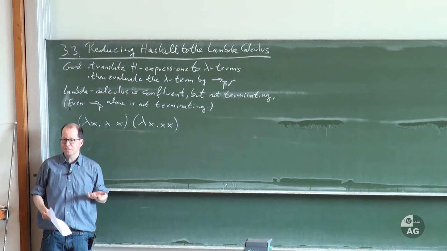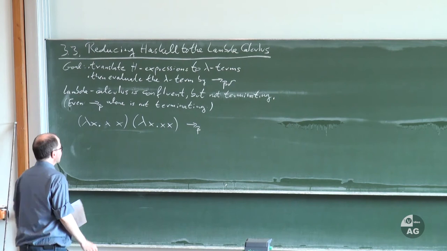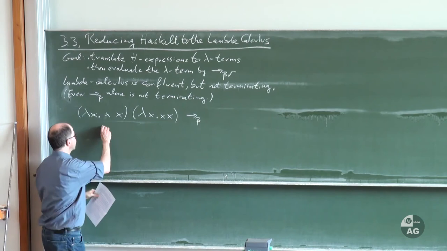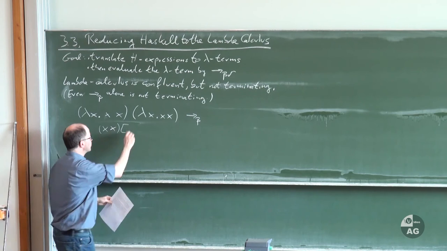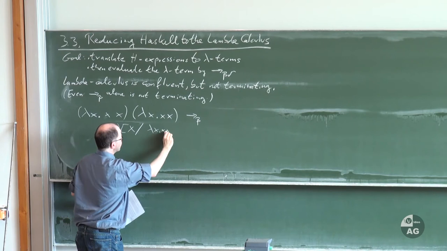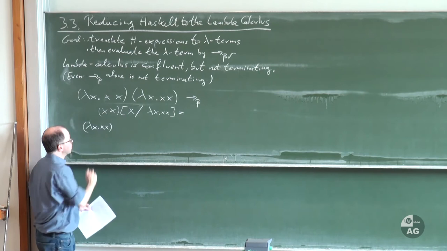And now I can apply beta reduction, because beta reduction has a clear definition, namely this one here. So what's the result of applying this? Well, I get the body of this thing, so I get xx. But in this body, I have to replace all occurrences of x by the argument, so by lambda x dot xx. So I replace the first x by lambda x dot xx, and I have to replace the second x also by lambda x dot xx.